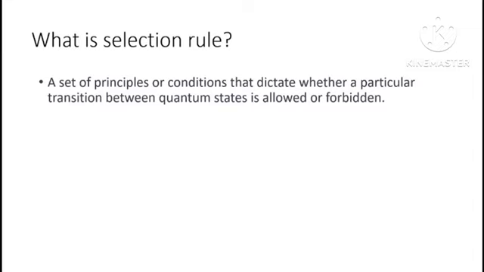The same thing applies to the selection rule in UV visible spectroscopy. It is just like a set of regulations or principles that guides the kind of electronic transitions that are allowed to happen or occur, or that are allowed to be observed.